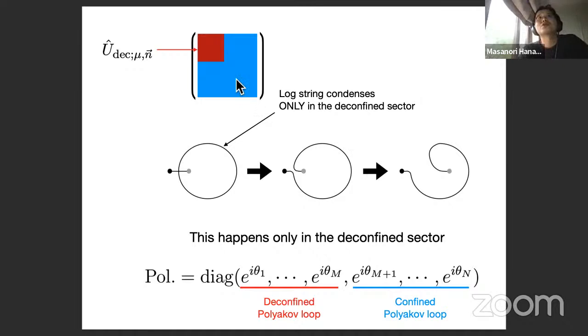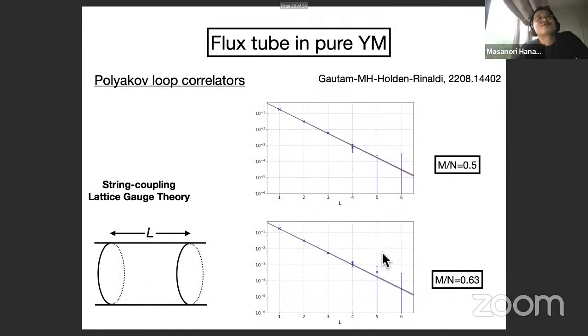But in this picture, if we have quarks from the confined sector, this can take place. But if we have quarks in the deconfined sector, there is no string condensed here. So we see just the same linear confinement potential as in the confined phase. And this is the result. We can analytically calculate the expected slope here, and we actually reproduce that slope for various different values of M over N.